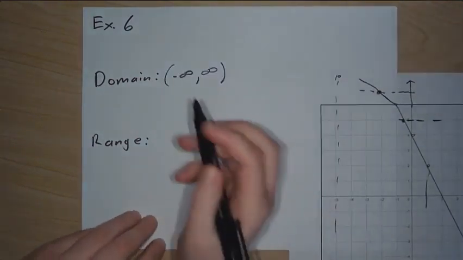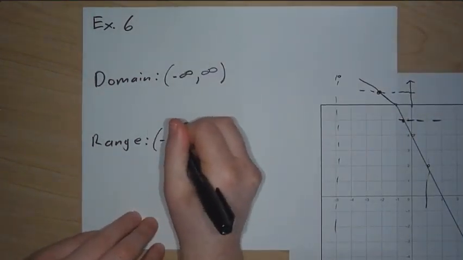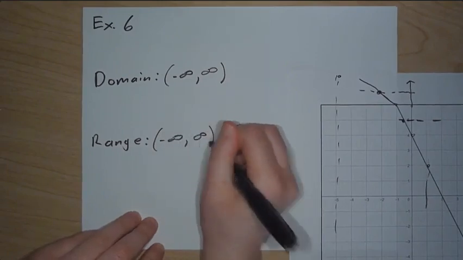So our range is also all real numbers, or in interval notation, that's negative infinity to infinity.